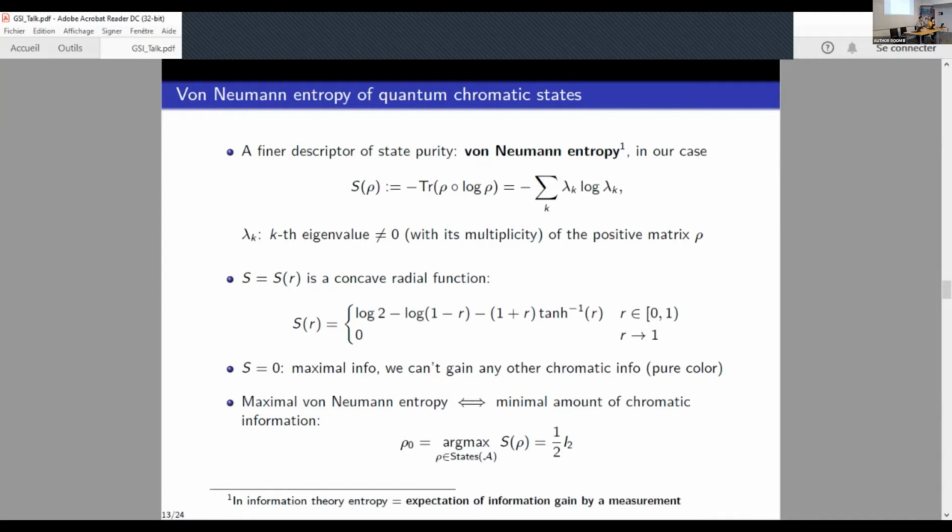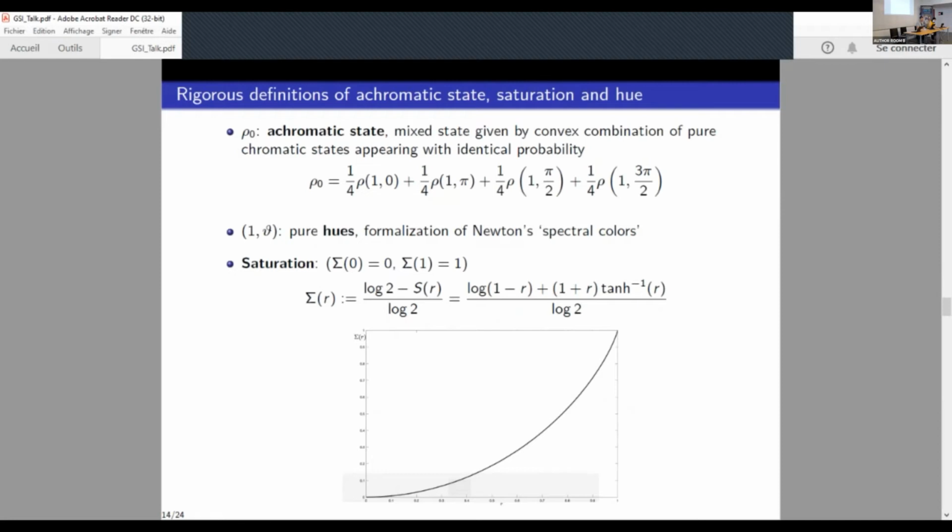And instead, we can also compute the maximal von Neumann entropy that corresponds to the minimal amount of chromatic information, that is rho 0, and it's nothing but the half of the identity matrix. And the achromatic state, rho 0 can be written like this. So it's a convex combination of pure chromatic states appearing with identical probabilities. And since we don't have chromatic information, we call this state the achromatic state.